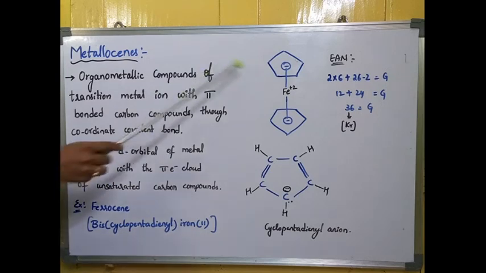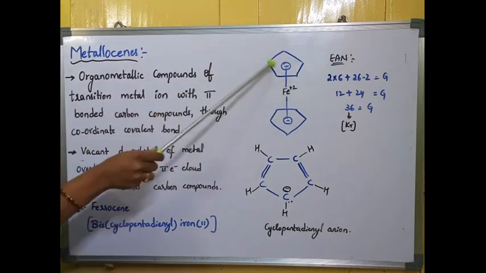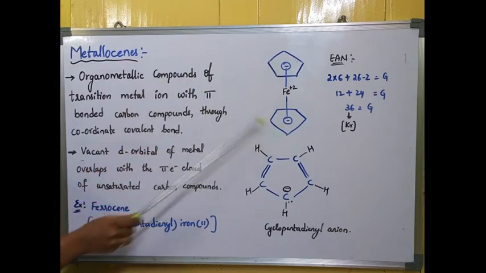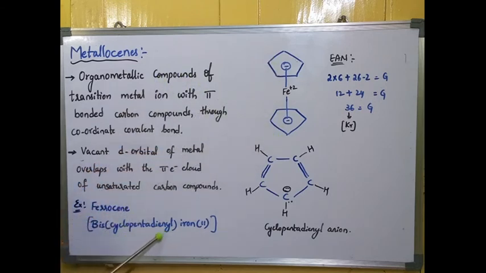Ferrocene can be written as bis(cyclopentadienyl)iron(II). Bis means 2; 2 times the cyclopentadienyl anion is present. The iron oxidation state is 2, so we mention the oxidation state 2 in brackets. This is the IUPAC name of ferrocene. Ferrocene is the common name; the IUPAC name is bis(cyclopentadienyl)iron(II).